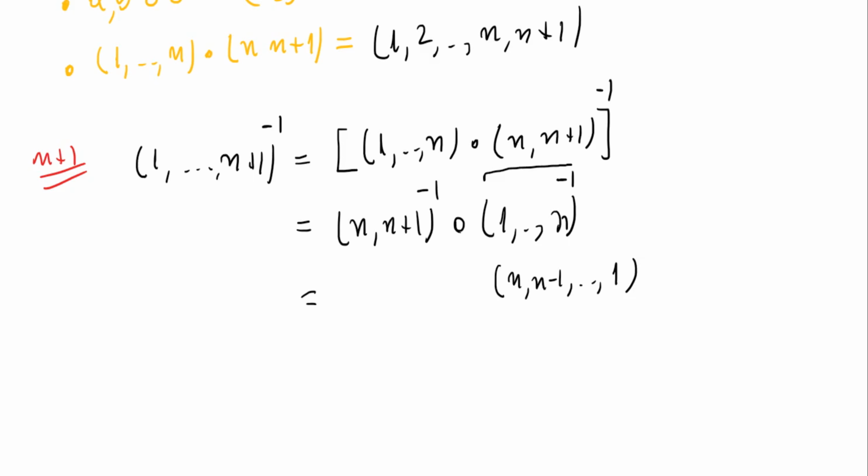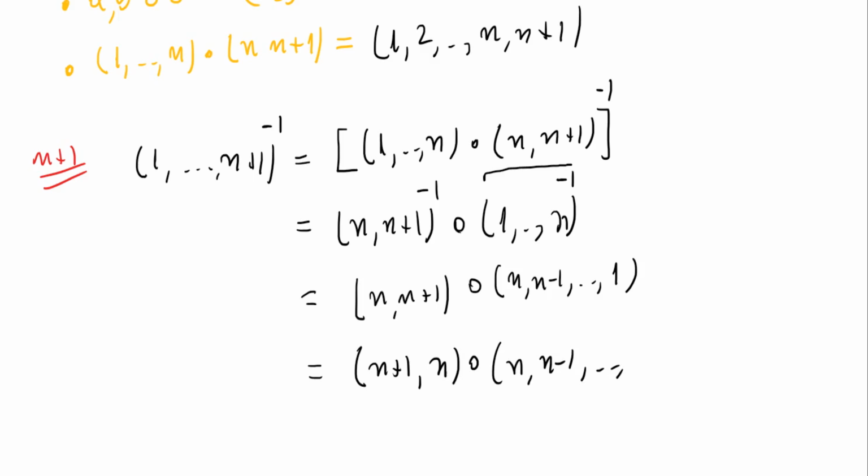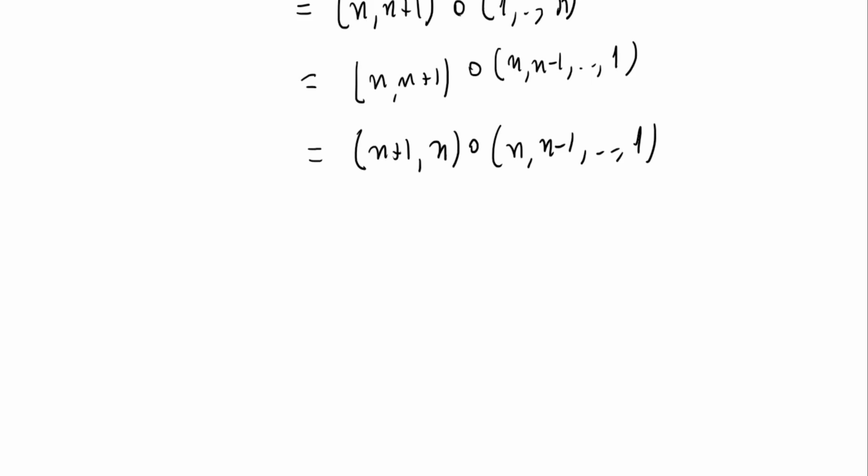On the left, this is a 2-cycle and the inverse of a 2-cycle, but we have already seen this is (n+1 n). If you want to write more precisely, write (n+1 n) composed with (n n-1 ... 2 1). Now we have just to check that this composition is equal to (n+1 n ... 2 1).